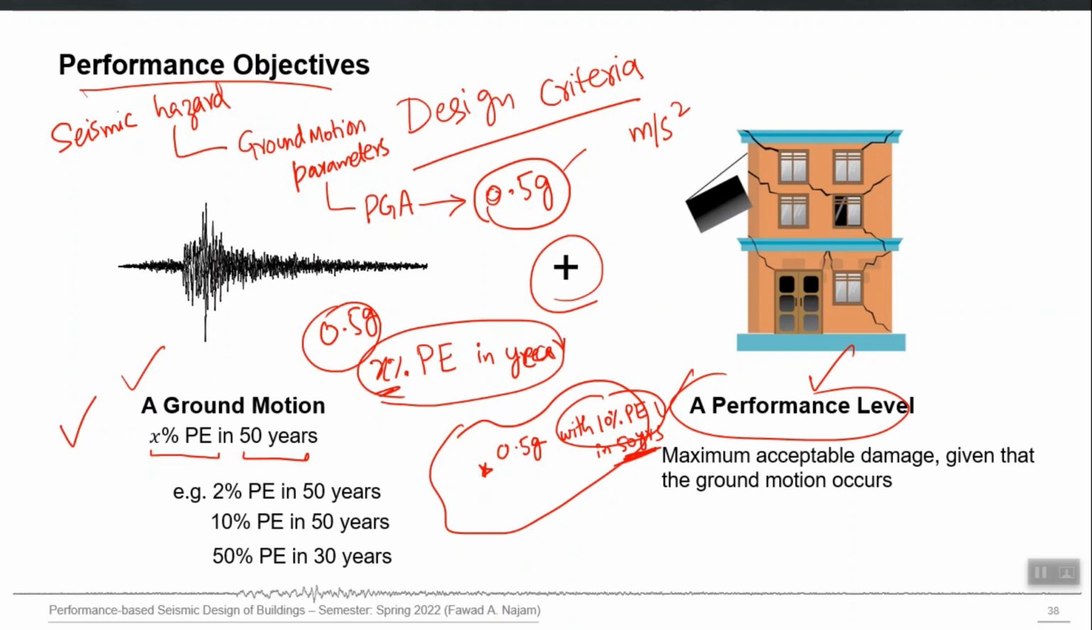And if I say that for the same site, this star, tell me the PGA number for 2% probability of exceedance in 50 years.